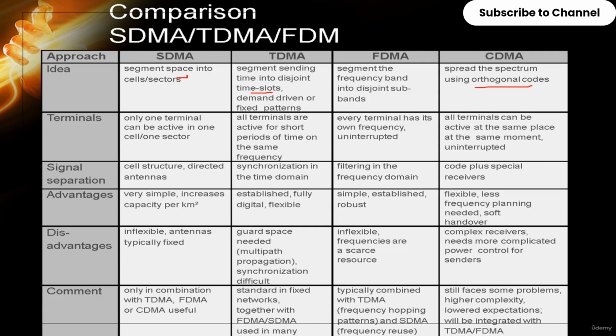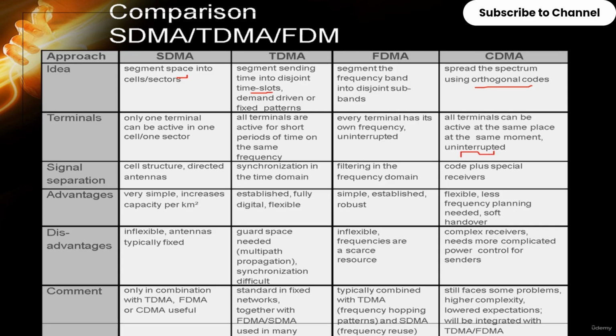In terms of terminals, in SDMA only one terminal can be active in one cell or one sector, whereas in time division multiple access, in a particular time slot, all terminals need to send and receive messages with the same frequency, hence all terminals are active. In frequency division multiple access, every terminal has its own frequency which is uninterrupted. In code division multiple access, all terminals can be active at the same time, same place and same moment, which is uninterrupted. Only codes are getting changed.